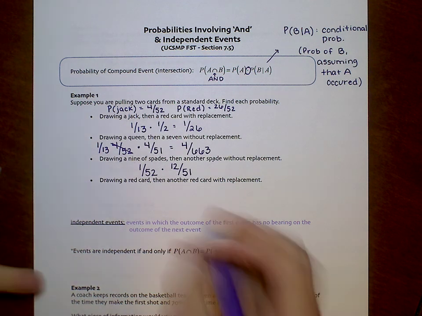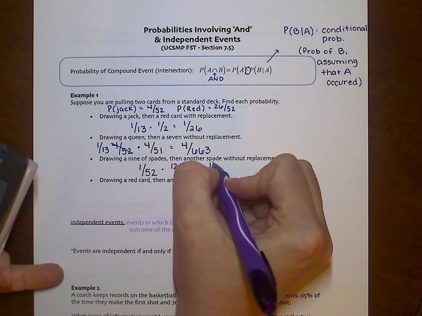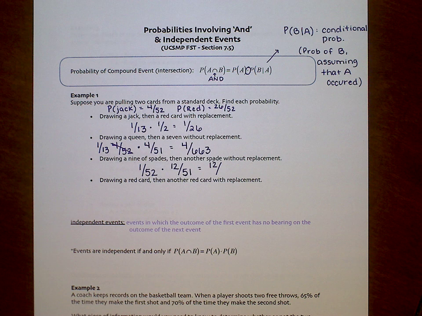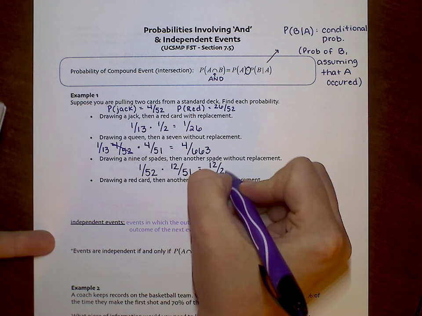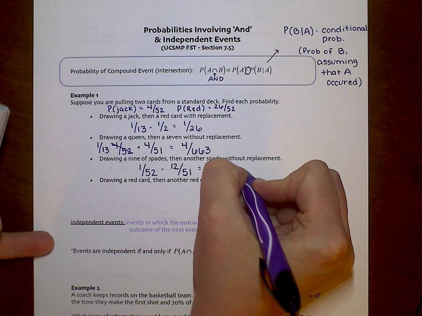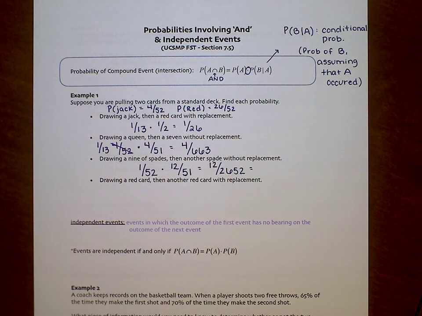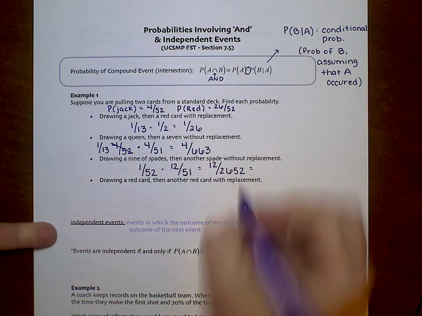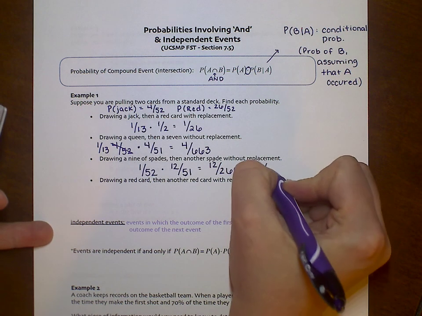All right, so that's going to be, let's see, 12 out of, these denominators get crazy really fast, 2652. That does reduce some, I'm sure. Yep, so that's 1 out of 221.